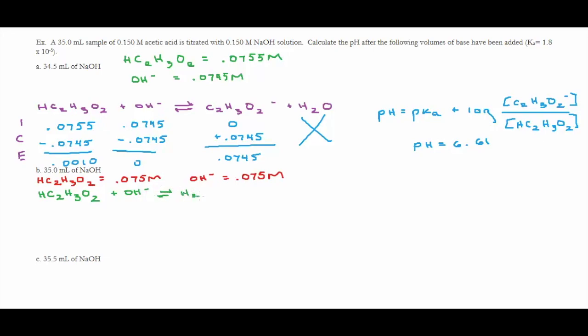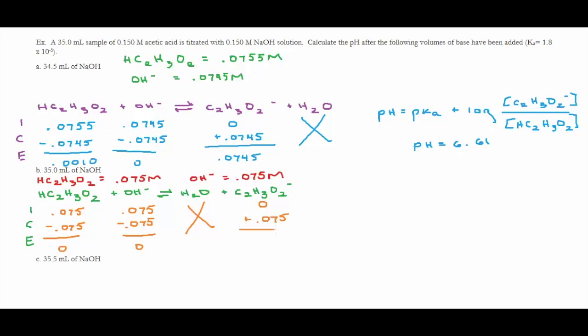So H2O, which we ignore, and my acetate ion. I'm going to ICE this. Okay, and so I start off, concentration-wise, with 0.075 of that, 0.075 of that, we ignore water, 0 of that, and so negative 0.075, negative 0.075, so this is going to be 0, none of that left over, none of that left over, plus 0.075, and so I end up with 0.075 molar.